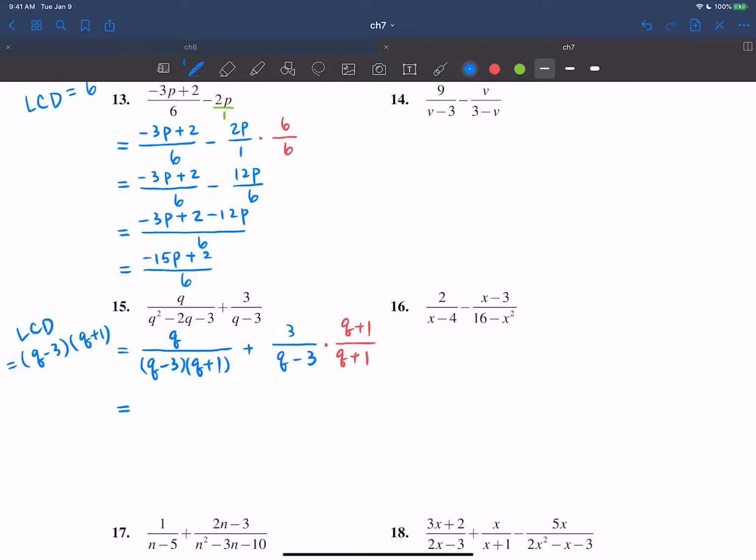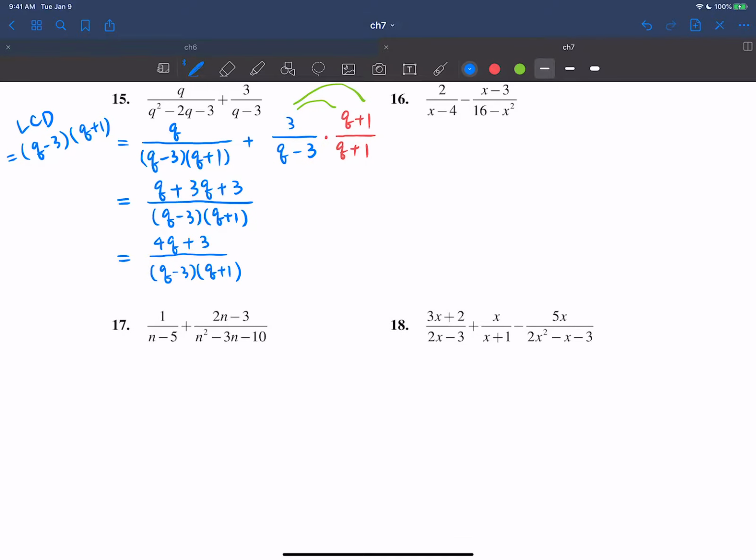And then you're going to combine them. So the denominator is q minus 3 times q plus 1. On the top, you have q plus... So over here, we're going to distribute, multiply q plus 1 by 3, 3q plus 3. Combine like terms on the top, we have 4q plus 3 over q minus 3, q plus 1. And that will be the final answer to question number 15. And of course, you could expand the denominator if you wish.